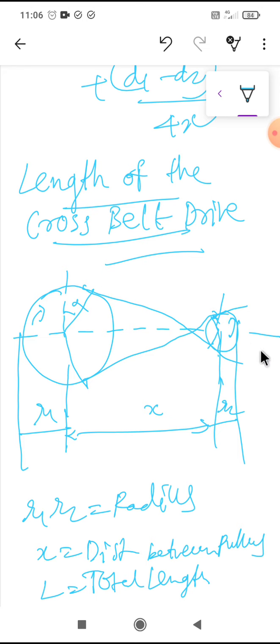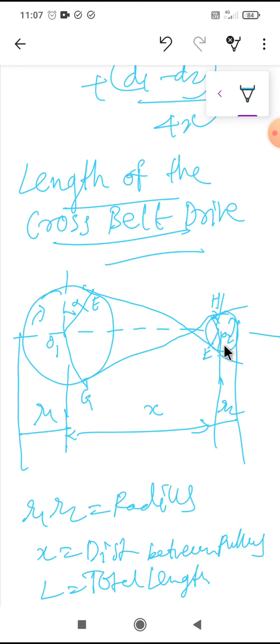As you can see that the belt is crossed, so the angle of contact will change here. The angle of contact of the driving pulley will be the same, but for the driven pulley it will be changed. Suppose the center of the driving pulley here is O1, and the points of contact are G and E, and here the points of contact for the driven pulley are H and F, and the center is O2. Here the angle extended from the vertical axis to the point of contact is alpha, and similarly here this angle will also be alpha.